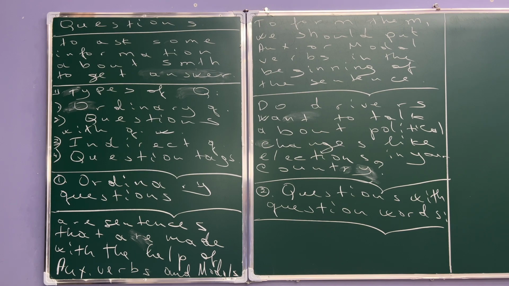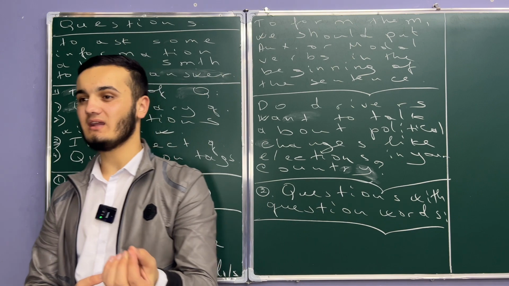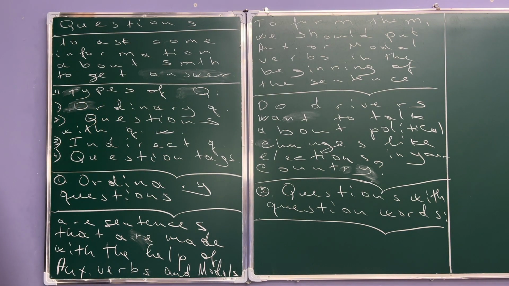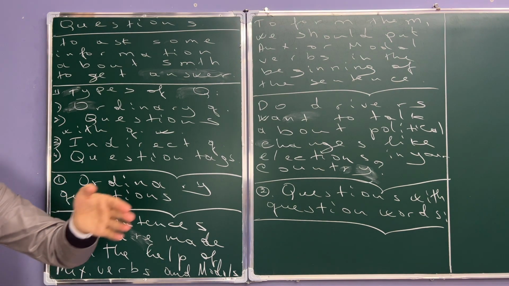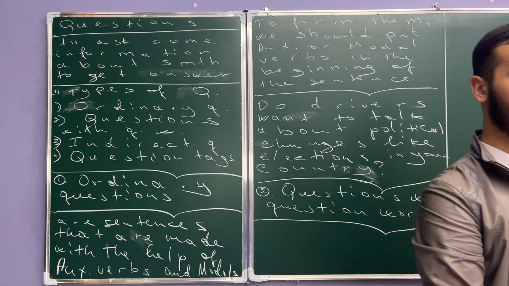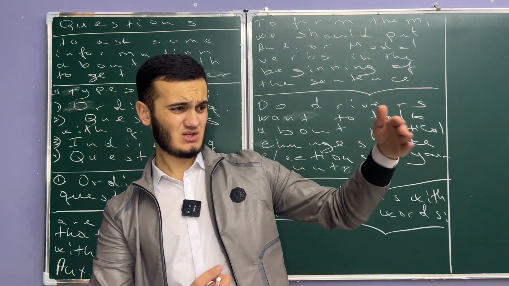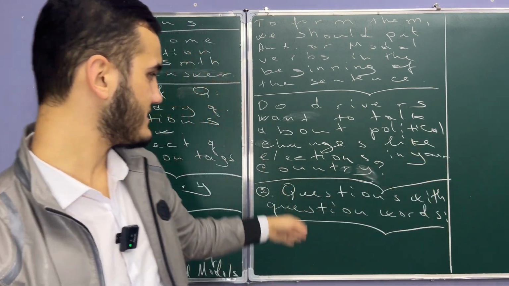Questions with question words. These types of question sentences are made with the help of question words. In other words, again, say interrogative pronouns, like who, which, what, why, how much, how long, how many, how far, how often, what type of, what sort of, and so on. So I'm writing the list of them.